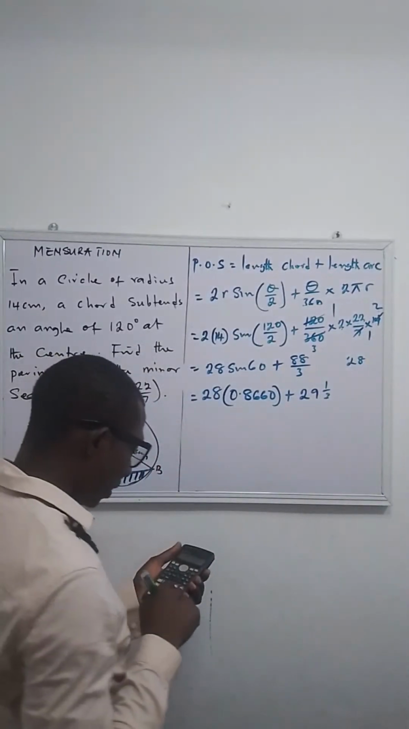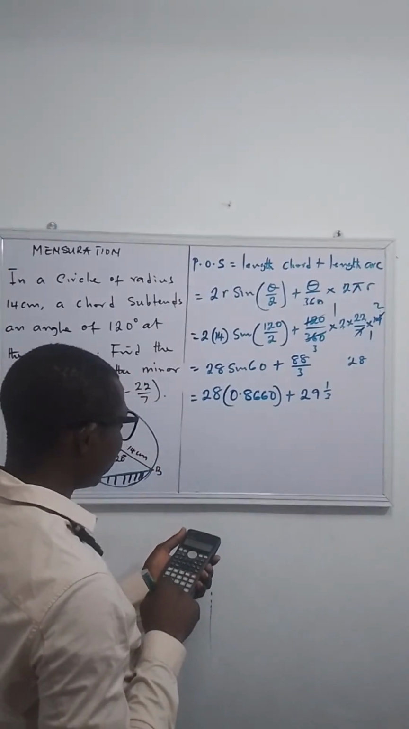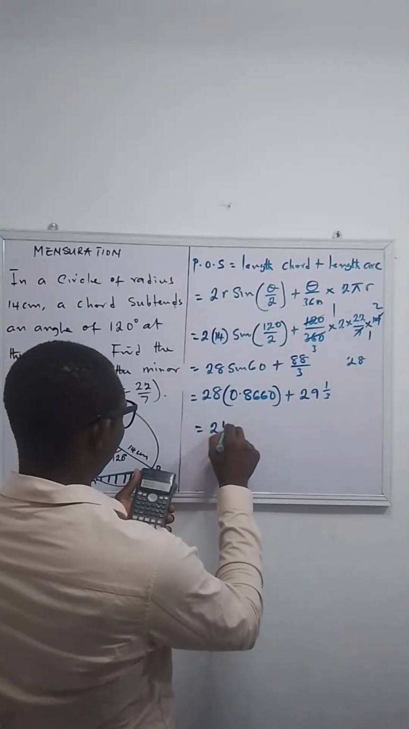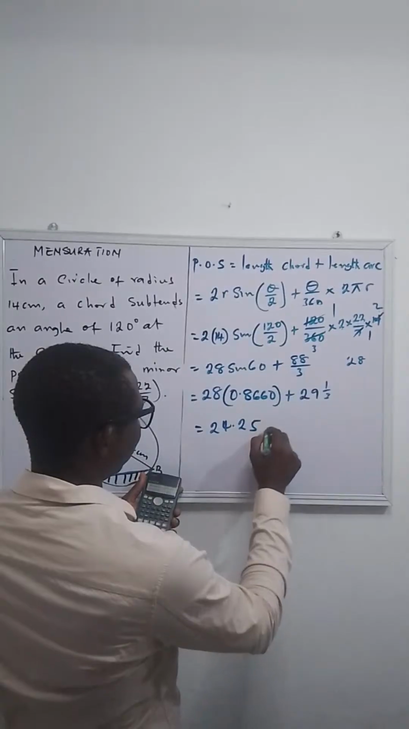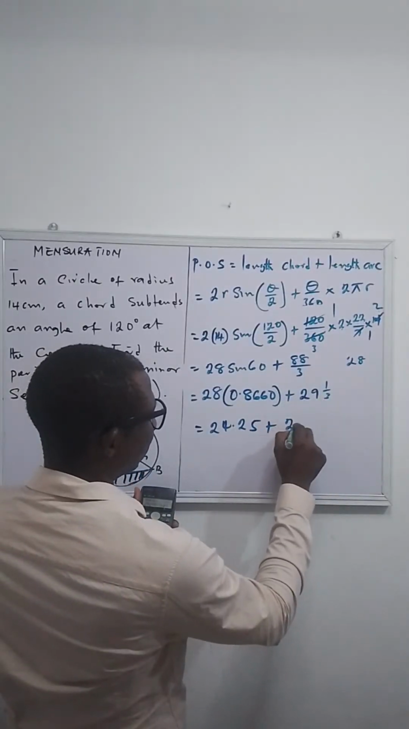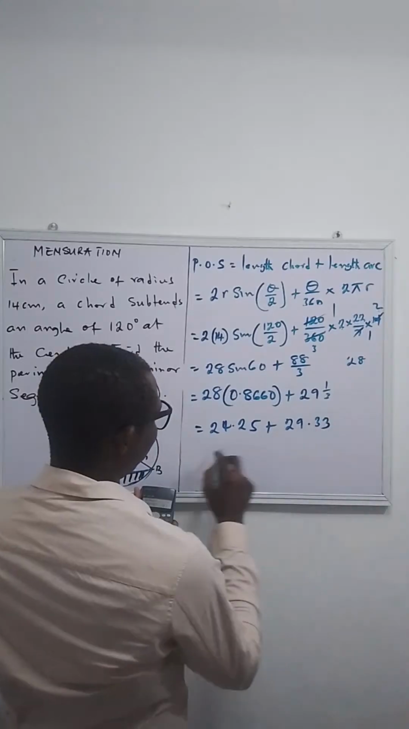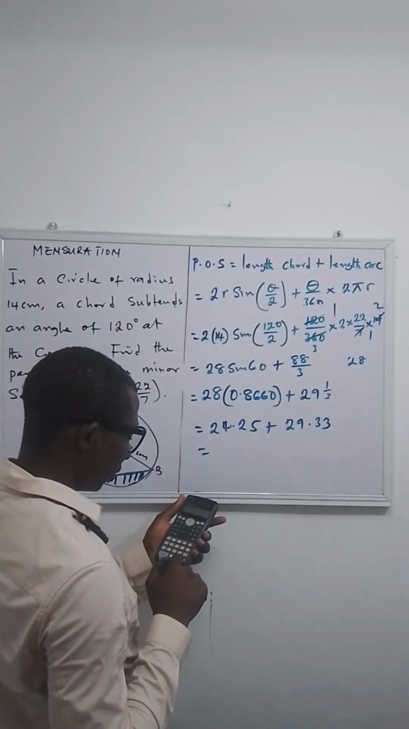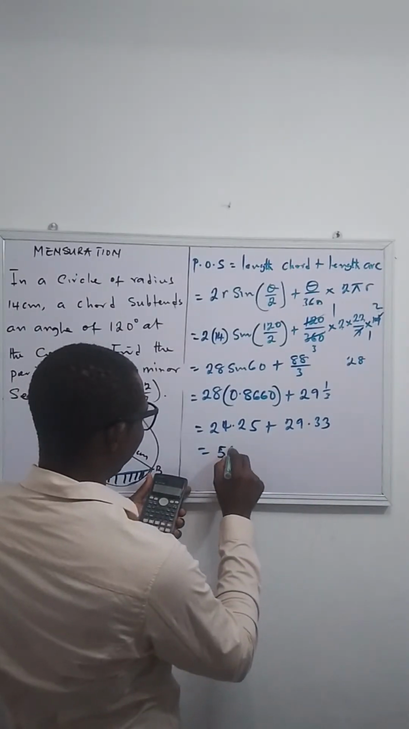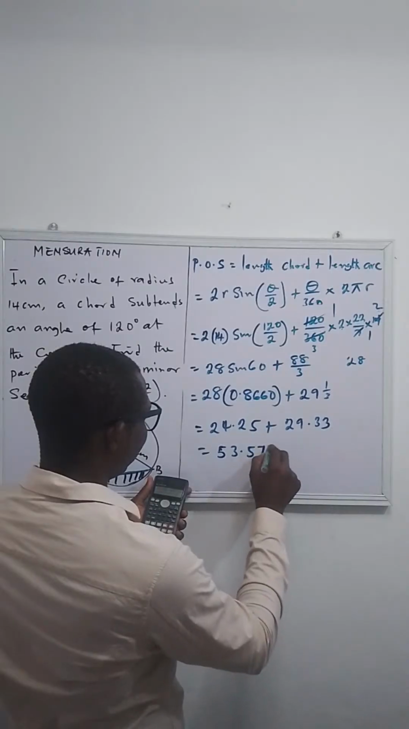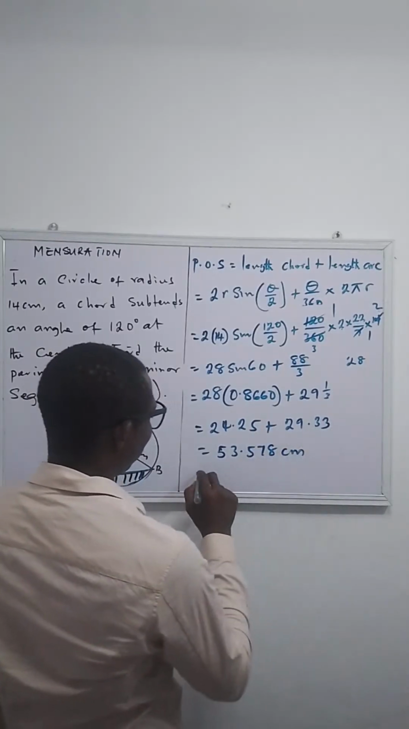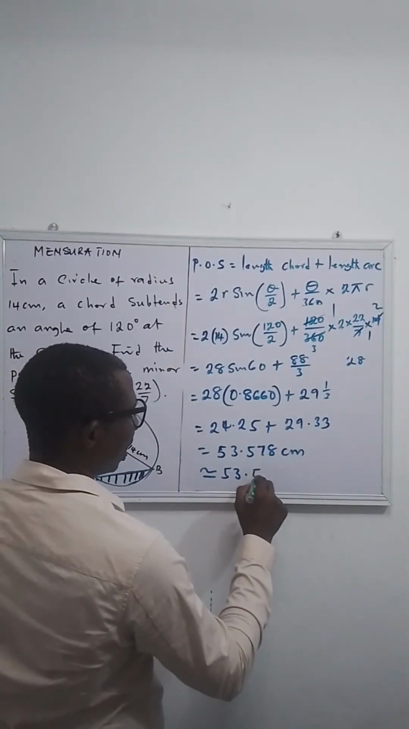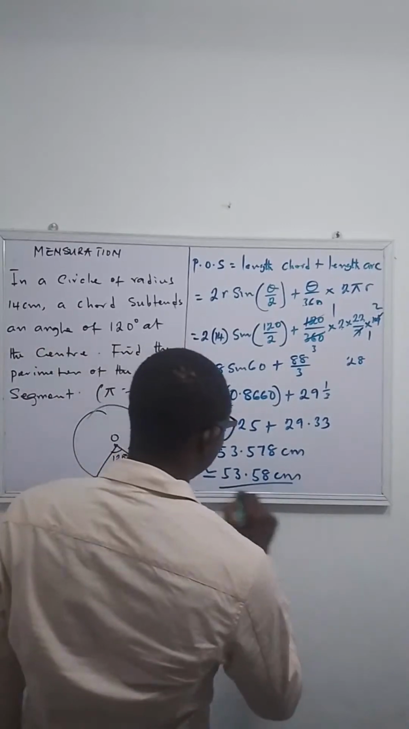So when you multiply this, what do you have? Times 28, that's going to give you 24.25, plus this, which is the same thing as 29.33. So when you add, you have 53.578 centimeters. To 4 significant figures, that's 53.58 centimeters. So this is going to be the answer.